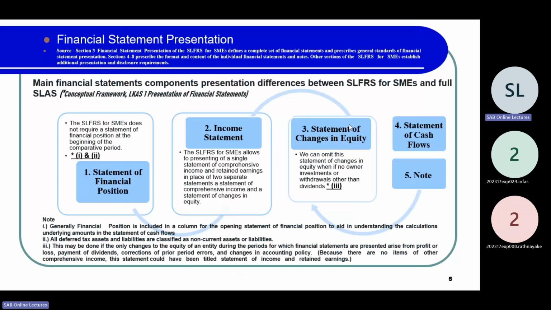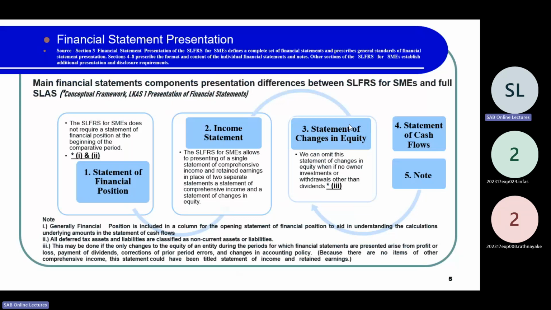The previous slide told that they prepare general financial statements. In this slide, you can see the components of their financial statements: statement of financial position, income statement, statement of changes in equity, cash flow, and notes. Then I am going to highlight the differences between full standards and SLFRS for SME in these components. First, the statement of financial position.